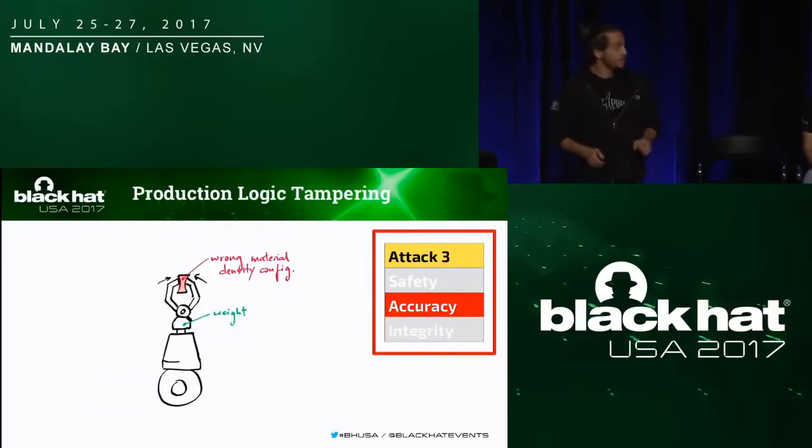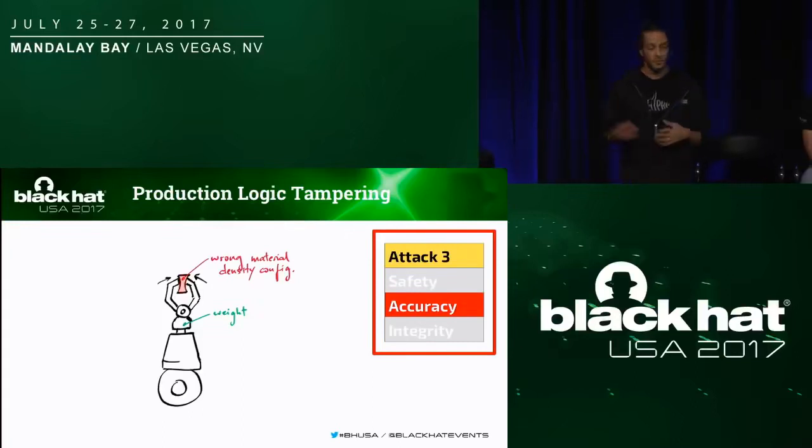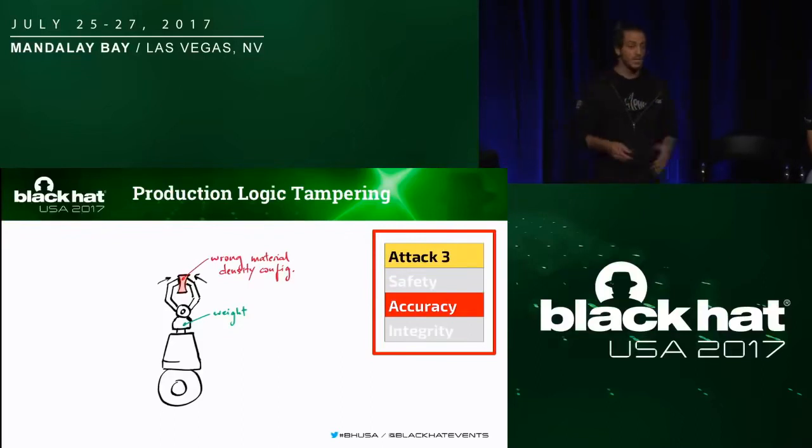The third attack is the one of production logic tampering. In this attack, the attacker is able to compromise the safety requirement. He does so by modifying the code, for example, that is running on the controller. In this image, you can see that we've written the wrong density. You specify the weight of the object that the robot is picking in the code. If the attacker can change this representation, some fancy things happen. You will see, for example, the robotic arm started drifting upwards.